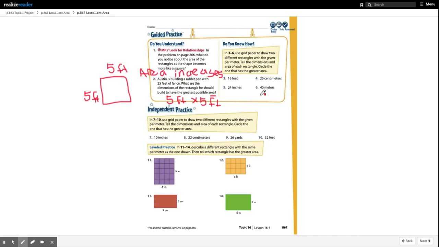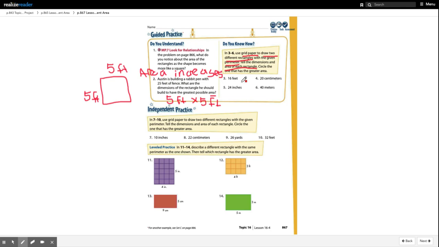So there's a lot going on in these problems. First of all, it says to use grid paper. It's okay if you don't have grid paper, but grid paper will help you bring it down to each little unit square to draw two different rectangles with the given perimeter. Tell the dimensions and the area of each rectangle. Circle the one that has the greater area. So there's a lot going on. Let's take a look at number 3.